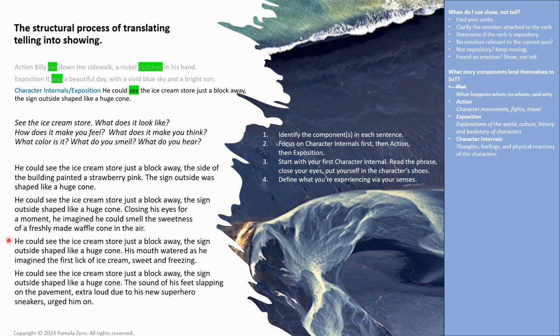He could see the ice cream store just a block away, the sign outside shaped like a huge cone. His mouth watered as he imagined the first lick of ice cream, sweet and freezing. We're going to taste there. He could see the ice cream store just a block away, the sign outside shaped like a huge cone. The sound of his feet slapping on the pavement, extra loud due to his new superhero sneakers, urged him on. Okay, notice we've stuck exposition in there. You can put tons of exposition. You can describe your world really fully and easily as long as you get that sensory data in there in those character internals. Okay, let's get to the next step here.